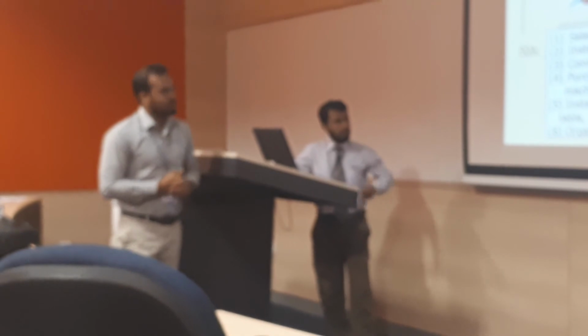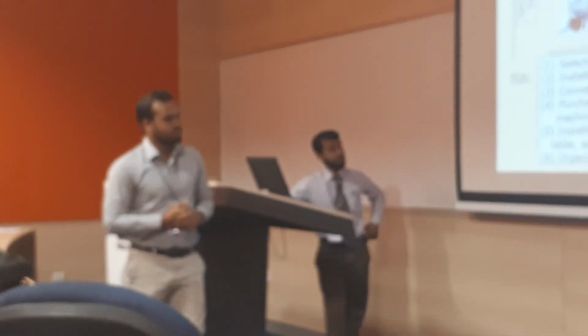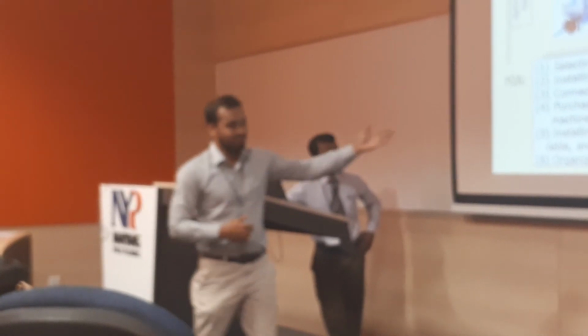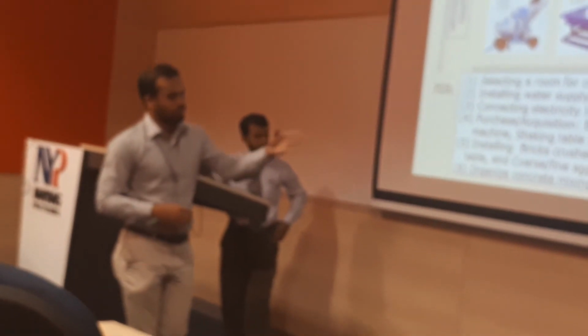Installing the water supply line, connecting the electricity line, purchase and acquisition of the brick crusher machine and concrete mixer machine. Those are the advanced machines. Our Madam Sanjit also mentioned the universal testing machine for concrete. This we are also going to introduce, by learning from her. Installing the brick crusher machine, organizing concrete mixing materials and required safety.